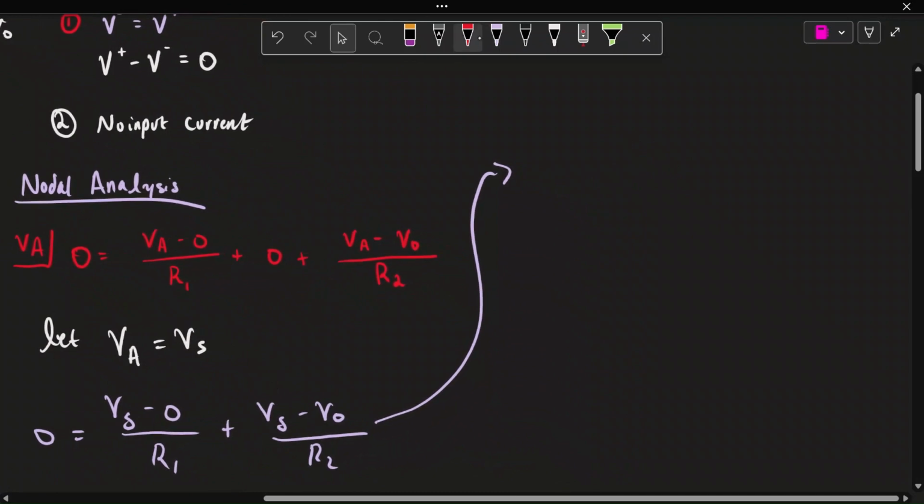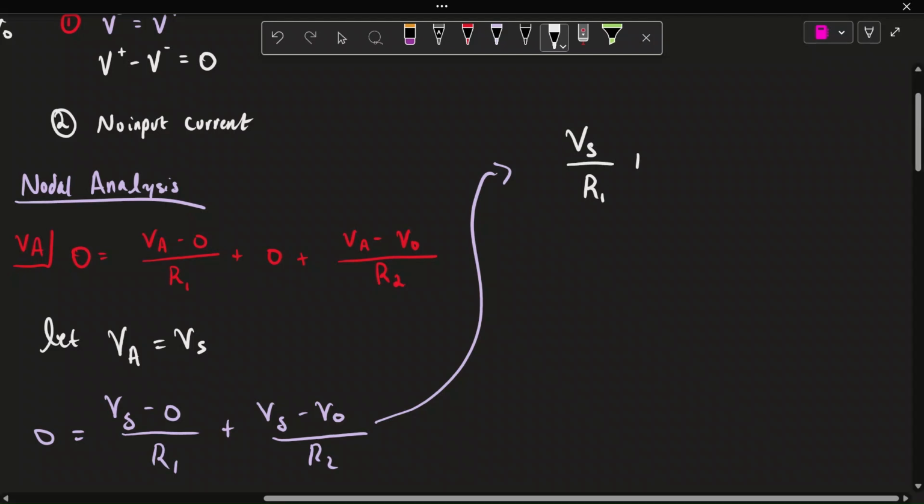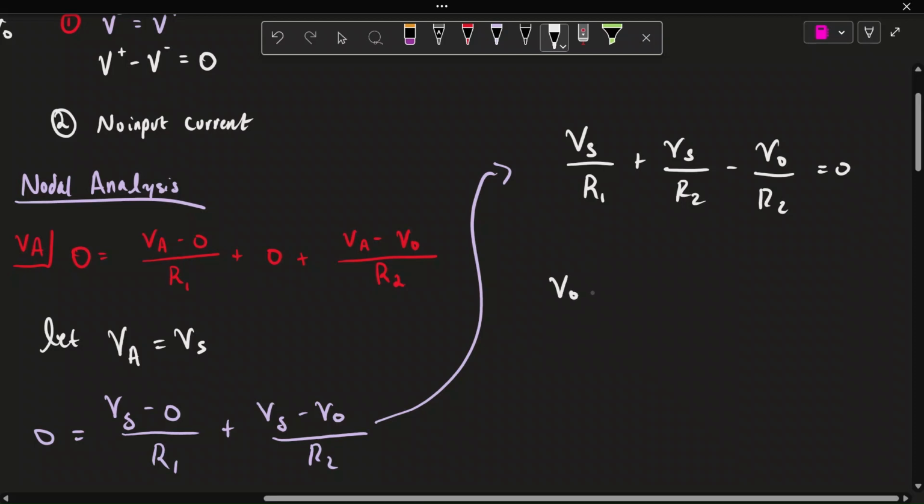Let me rewrite this maybe a little better. We have Vs over R1 plus Vs over R2 minus Vo over R2 equal to 0. We want to solve for Vout in terms of Vs. We move Vo to the right side and multiply by R2. Then we have Vo is equal to R2, and we'll take out Vs also. We'll say this is Vs times 1 over R1 plus 1 over R2.